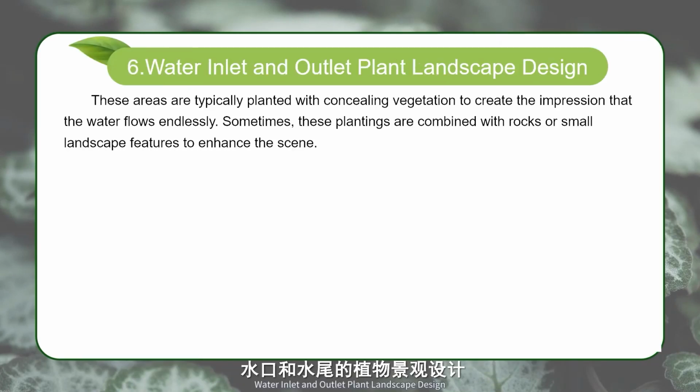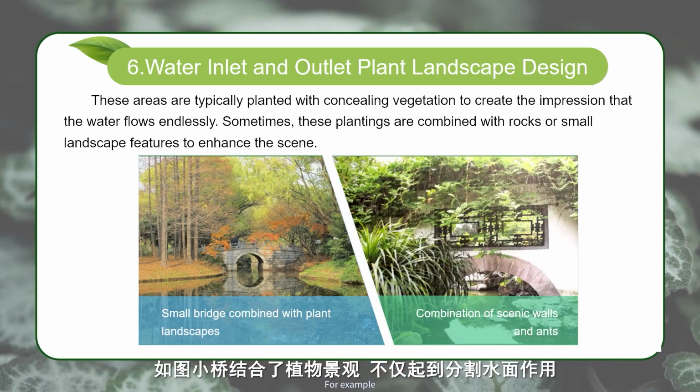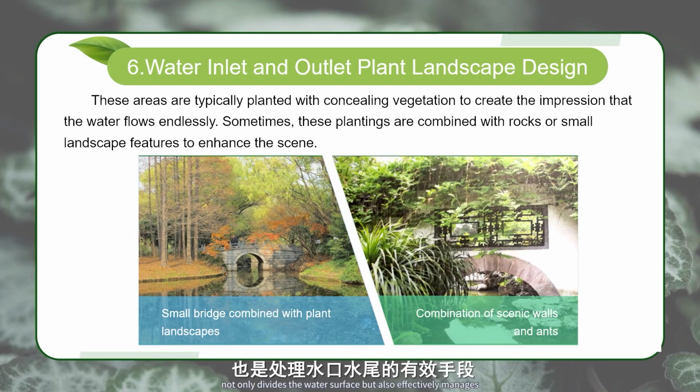Water inlet and outlet plant landscape design. These areas are typically planted with concealing vegetation to create the impression that the water flows endlessly. Sometimes, these plantings are combined with rocks or small landscape features to enhance the scene. For example, a small bridge combined with plant landscapes not only divides the water surface but also effectively manages the appearance of inlets and outlets.